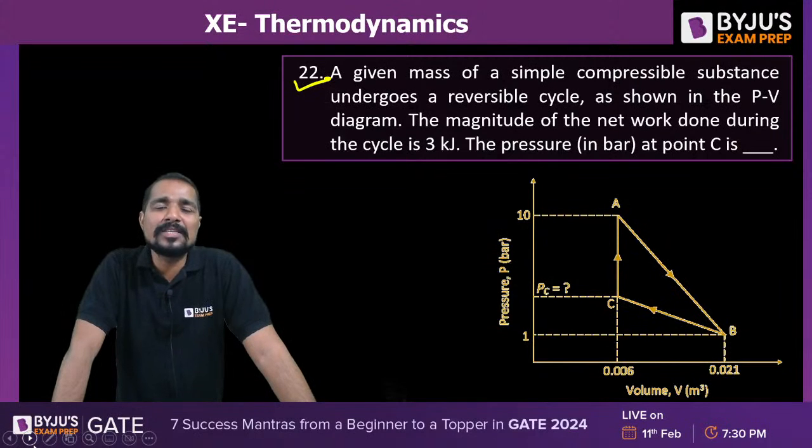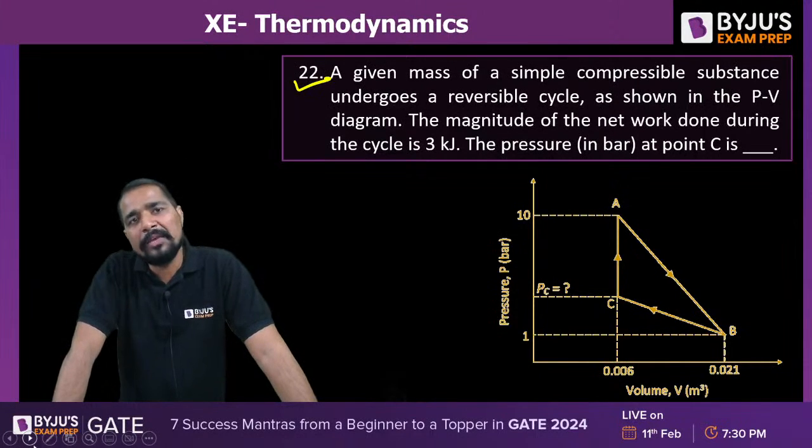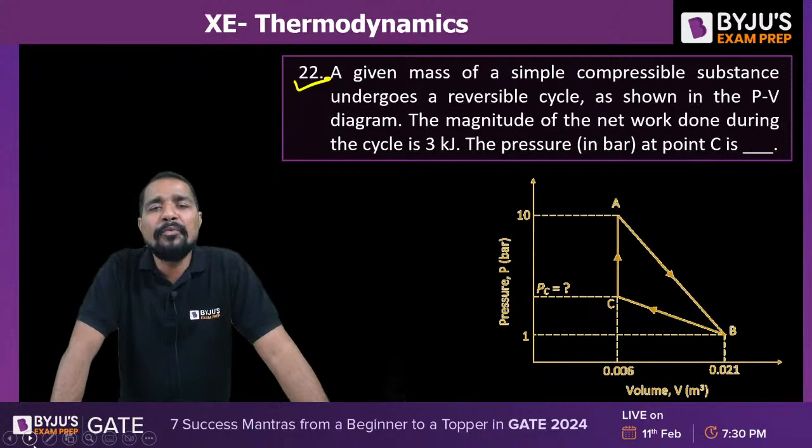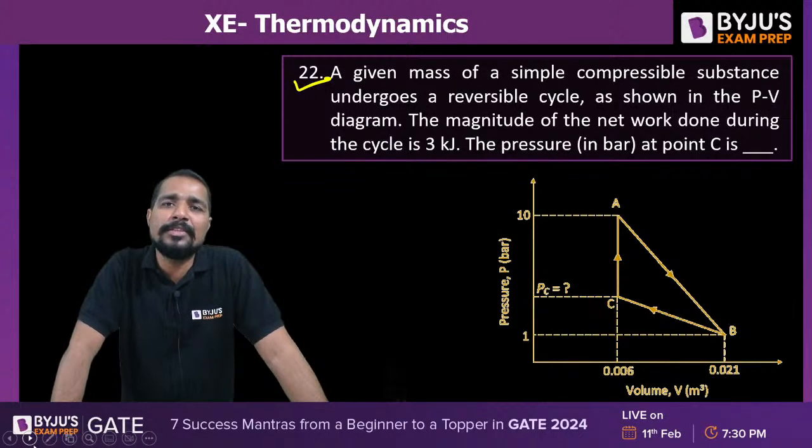PA is given to us, that is 10. PV is also given to us, that is 1 bar, my dear. And VA and VC both are the same, that is 0.006. And VV is also given to us, that is 0.021.